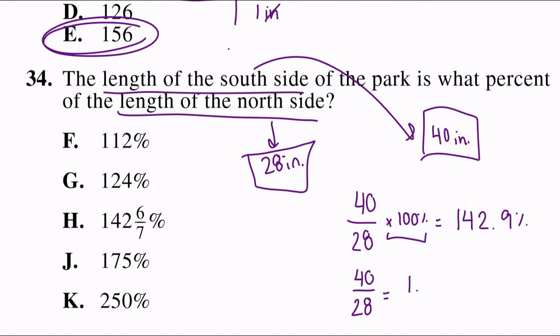If we didn't do the times 100% here, we just did 40 divided by 28, that would still work. We would just get 1.429, and we would have to remember that this is in decimal form, and we have to convert it to percentage form by simply moving the decimal over 2 to the right. So our answer to this problem is 142 6/7, so 8.